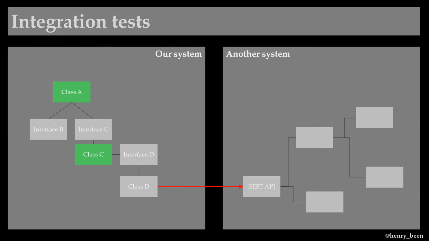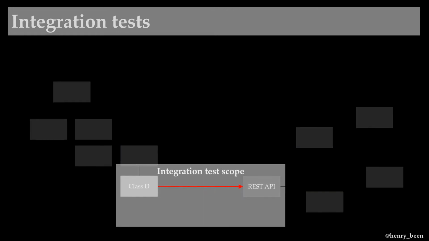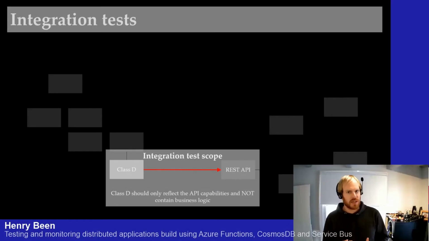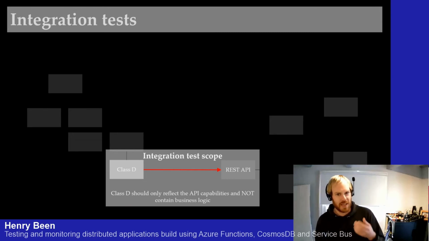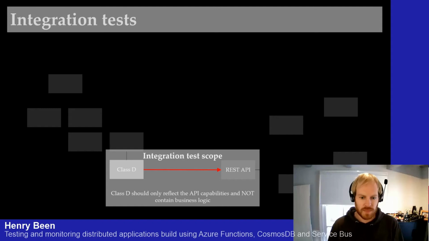But I cannot do that for class D. Class D cannot be tested in isolation because it makes outgoing calls. So for me, this is a scope for integration testing. Is class D correctly interacting with the REST API? Now, to make the amount of integration testing effort as low as possible, we should try to have class D focus only on reflecting the API capabilities of that external system within our own system, and not let any business logic slip into the implementation of that class.